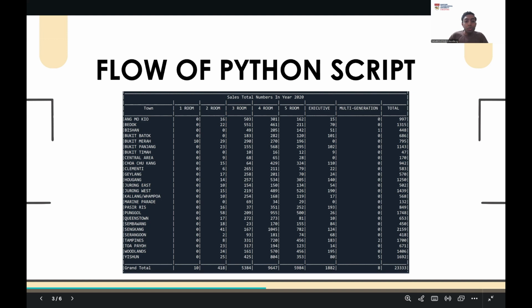Moving on to displaying all the sales data neatly, I used the display summarize sales function, so it's organized neatly in a table.